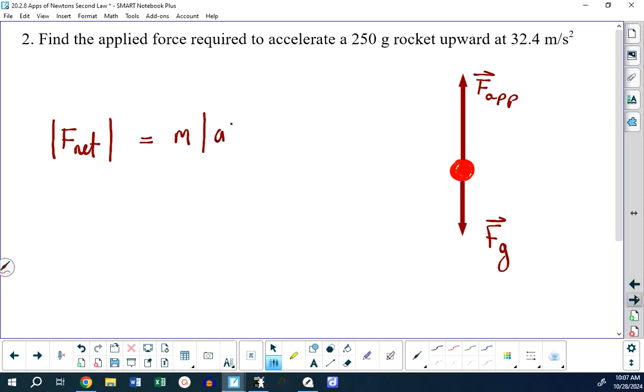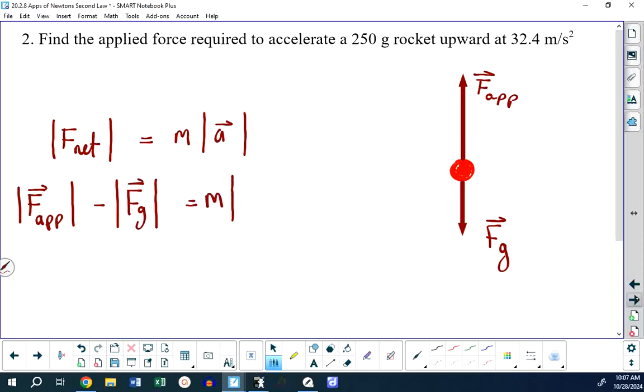And I'm going to go with what I just discussed near the beginning of this lesson, with just magnitudes. The magnitude of the net force must be equal to the mass times the acceleration. And then your third step is to write what the net force is by looking at your free body diagram. Looking at the free body diagram, the magnitude of the net force will be the magnitude of the applied force minus the magnitude of the force of gravity. And this is equal to m times the magnitude of the acceleration.